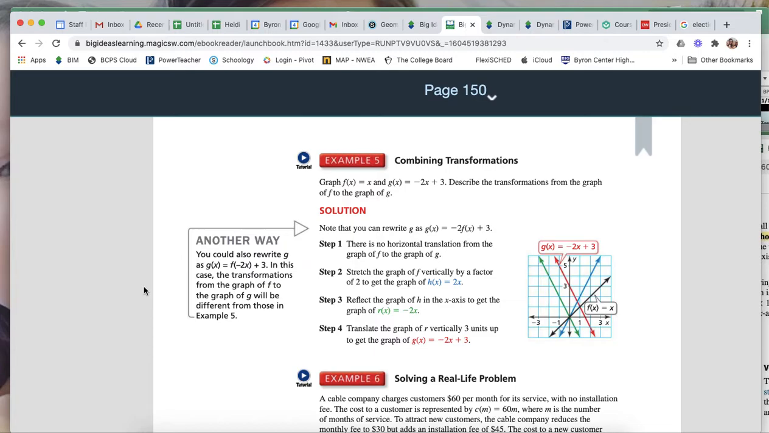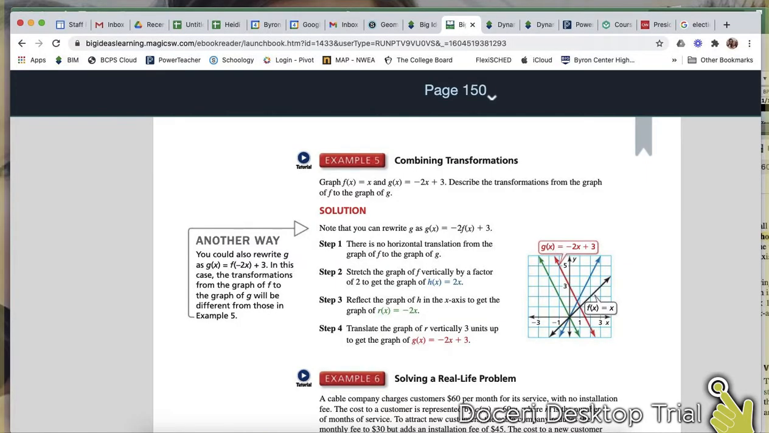Look at, and we already kind of talked about this problem where it's f of x equals negative 2x plus 3, and how we know that that's a reflection over the x-axis. We know that's going to be a vertical stretch factor of 2. That's going to be a vertical translation up 3. We know that.